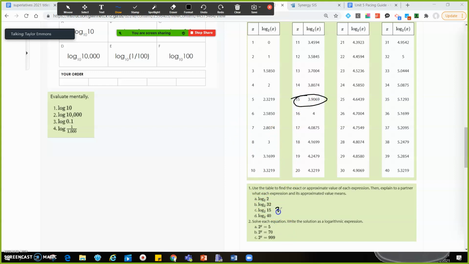All right, on D, it says log of base 2 of 40. X is 40. What's my Y? 5.3219. Okay?